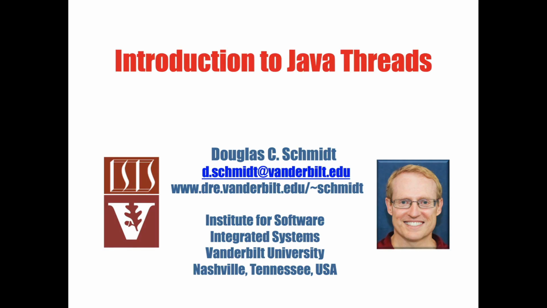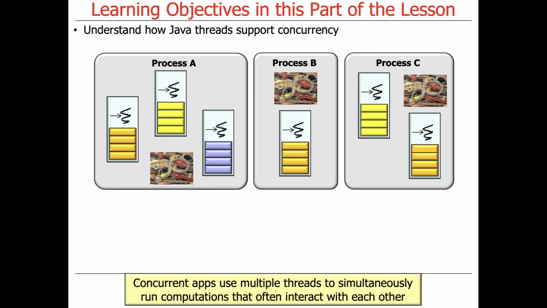So we're now going to begin to talk about the most foundational part of concurrency in Java, which are Java threads. And you'll get a chance in this lesson to understand what threads are and how they support concurrency. Concurrent applications very commonly use multiple threads to simultaneously run computations that often interact with each other, although they don't have to. Sometimes they do, sometimes they don't.